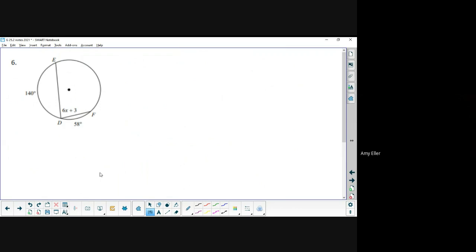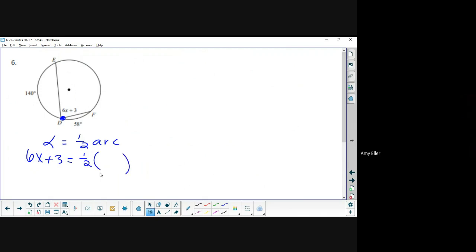Raise your hand if you've come up with what you think is a final answer for 6. Maybe you start right here. Maybe you say, all right, I've got an inscribed angle. The formula for that: angle equals half the arc. The angle is 6x plus 3.